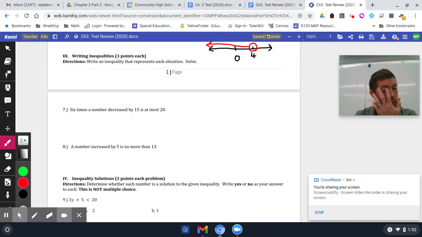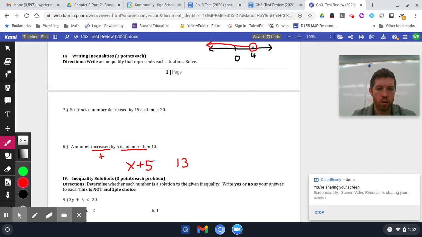Now we have section 3. All section 3 was to take an inequality when we have the words and we want to change it into an expression. So we have 6 times a number. We're going to do this one. A number increased. What increases, a plus. Increased by 5. So we'll go x increased by 5 is no more than 13.